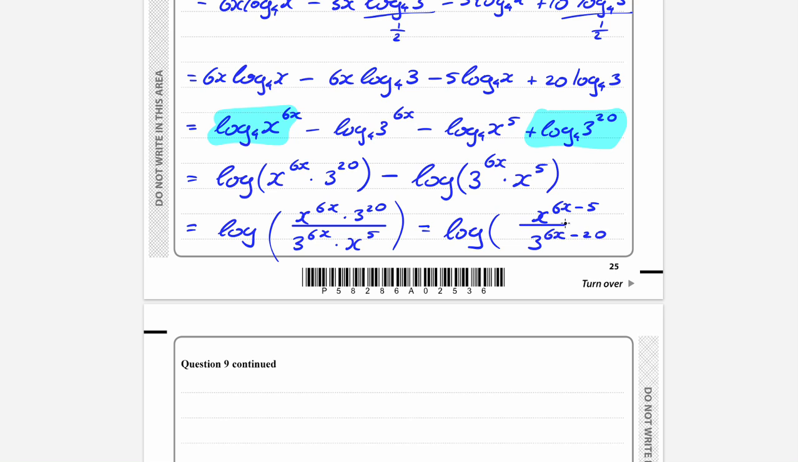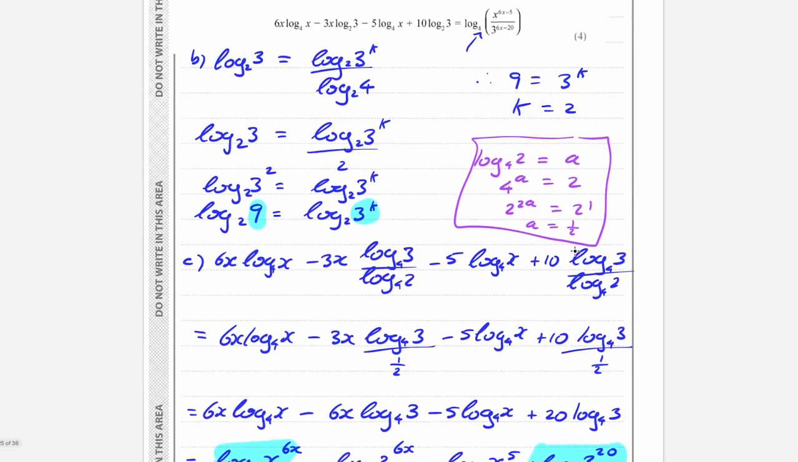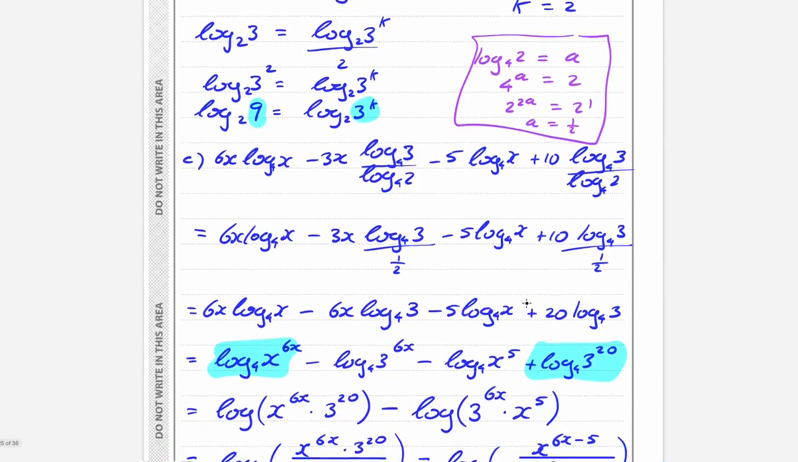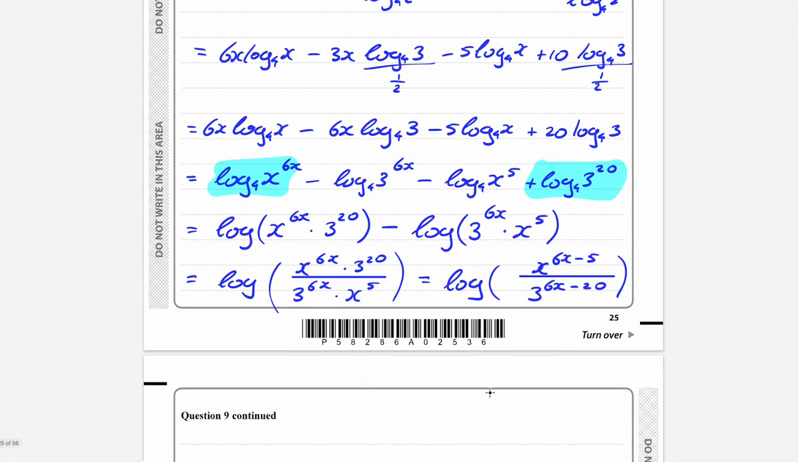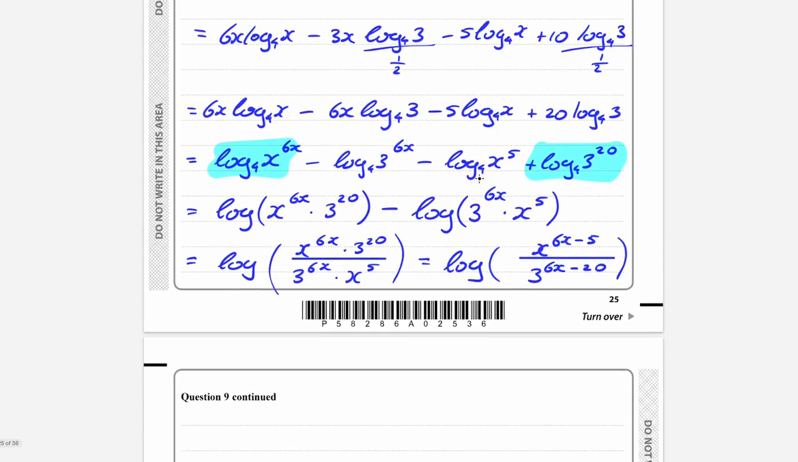So, right, that's actually, guys, a pretty hard question. Let me just check that that's right. x to the 6x minus 5 over 3 to the 6x minus 20. Okay, so that's it, guys. Hope that made sense, but yeah, that is definitely a difficult question.